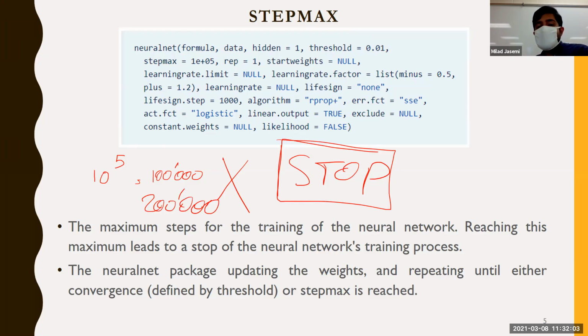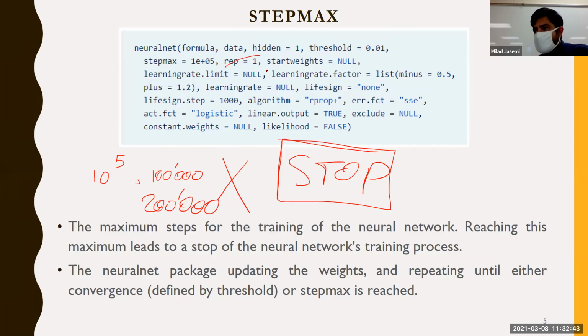So again, my friends, see how easy the concept behind this complication is. The neural net package updates the weights and repeats until either convergence, defined by the threshold, or the step max is reached. You always have your neural network. About the rep, forget about that. At this point, you don't need it. Still, it's good for you to manipulate the threshold and the step max, but for rep, just leave it as the default value.